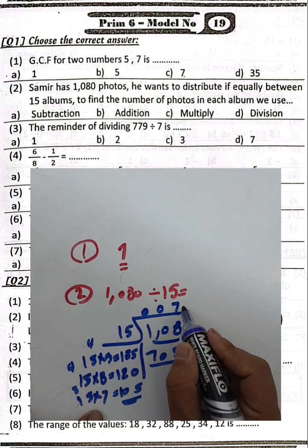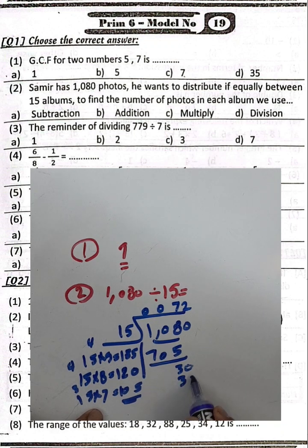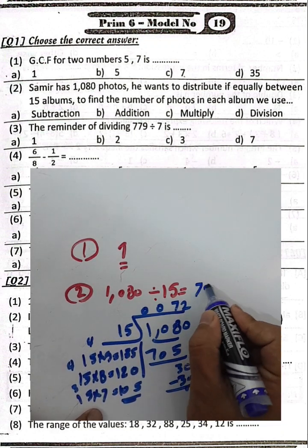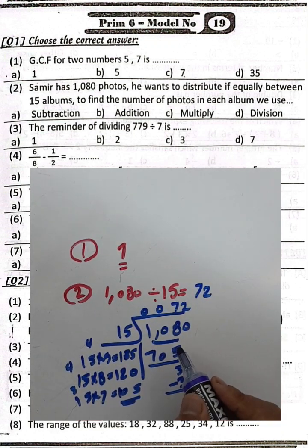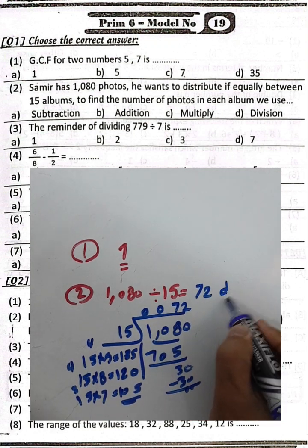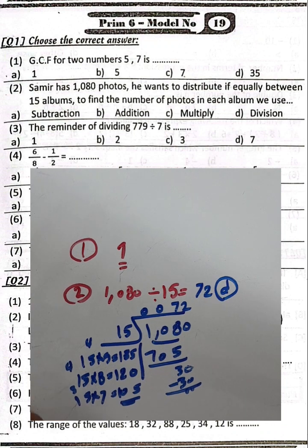30 divided by 15 will be 2. 2 times 15 equals 30. The result will be 72. So the result will be 72. You must use division. Choose the 30.